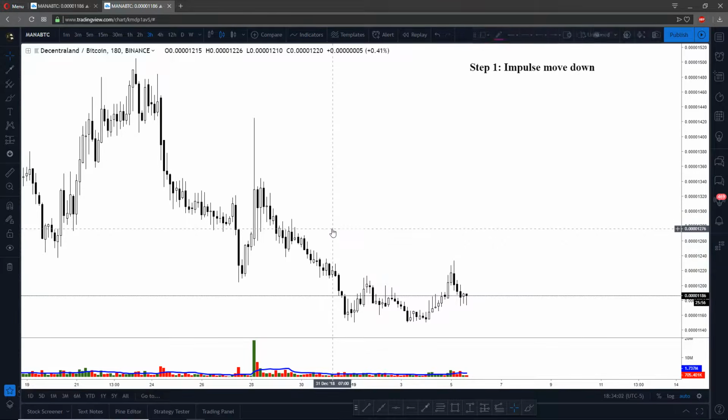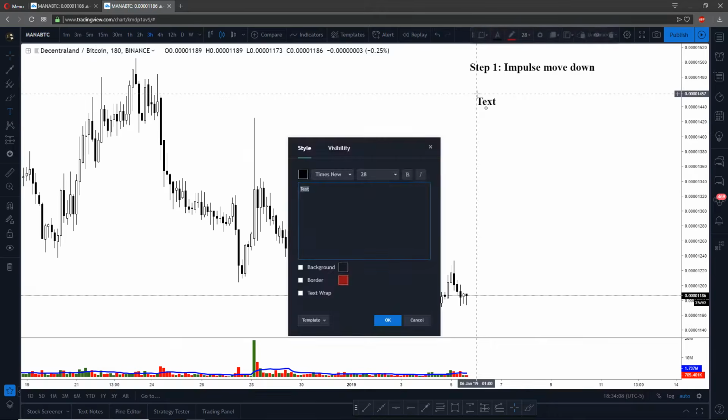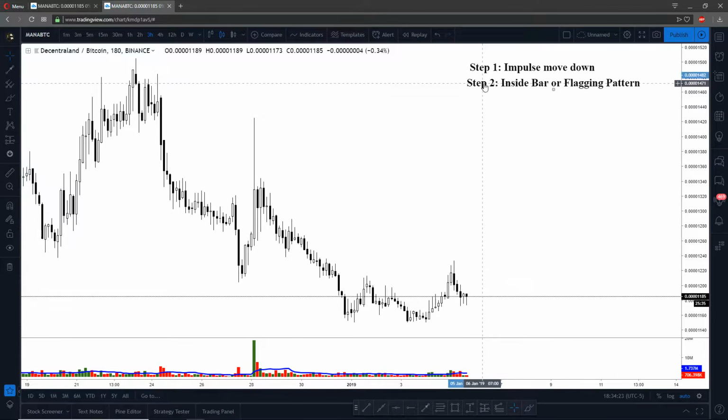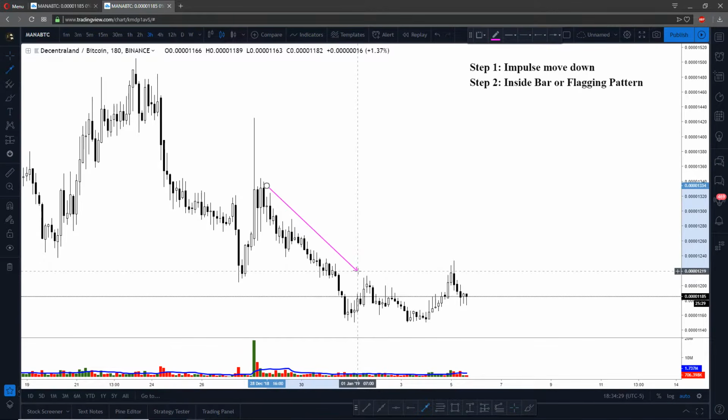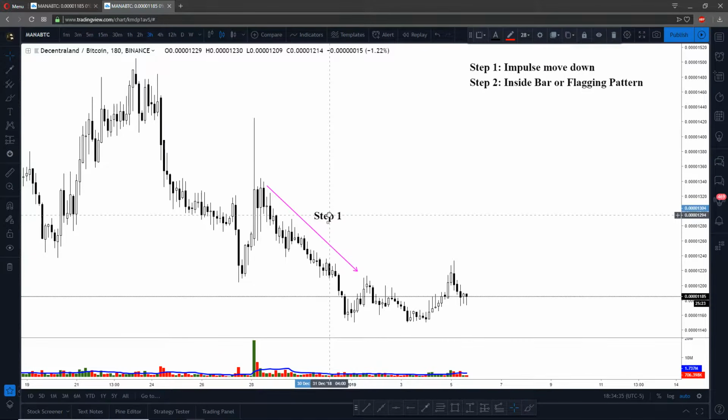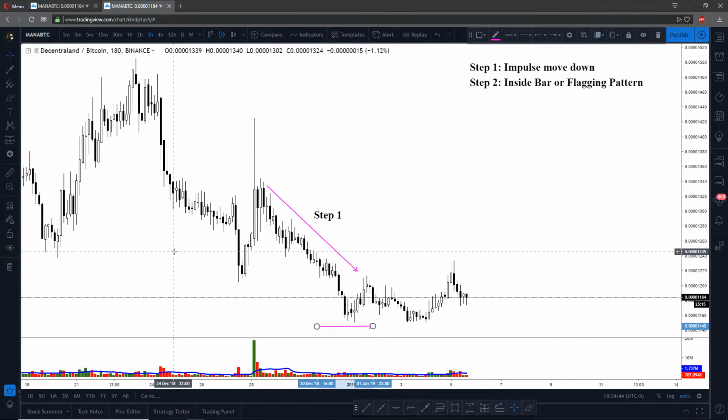Now, the next thing we want to look for is a sideways inside bar, kind of a flagging pattern. So step two is going to be inside bar or flagging pattern. So here we have step one. The impulse move. Here we have the beginning of the flagging pattern, of the inside bar pattern.